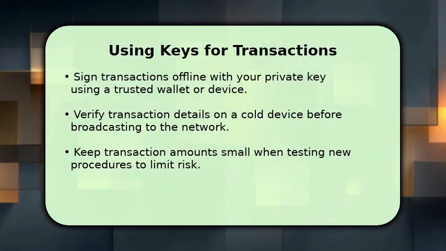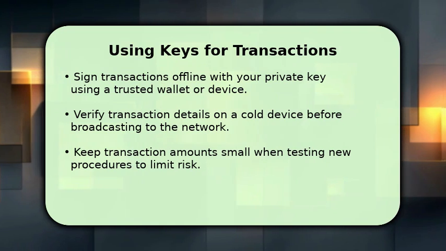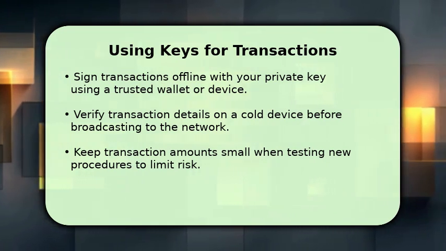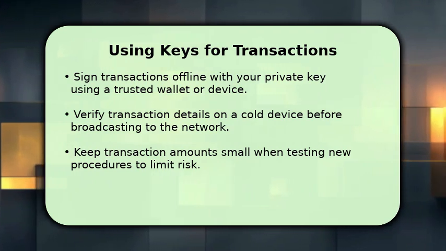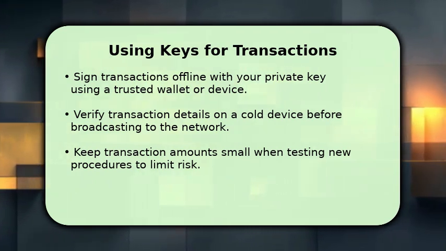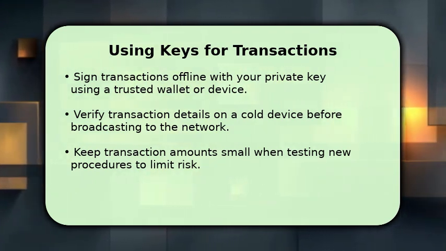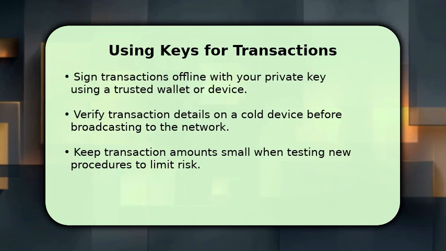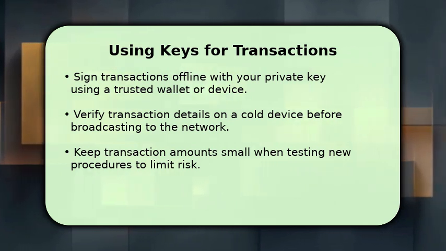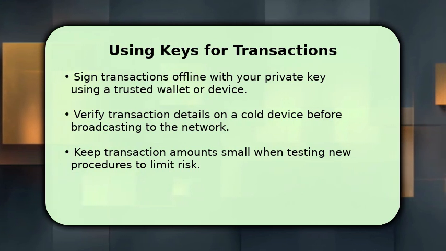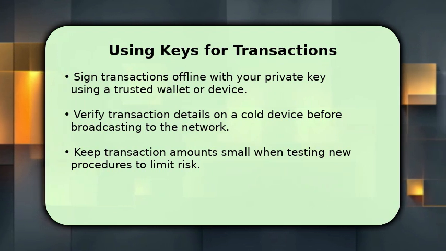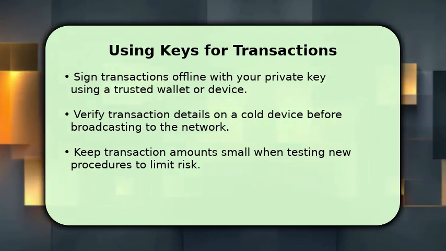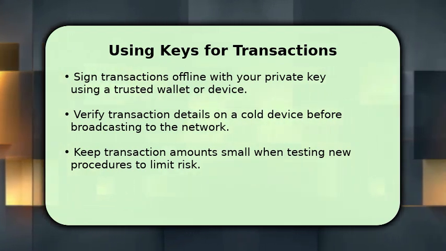To use a private key for transactions, prepare your unsigned transaction and sign it offline on a secure device. Always verify recipient addresses and amounts on the hardware wallet display before approving. Broadcast the signed transaction from an online machine separate from the signing device. For new setups, send a small test amount first to confirm everything functions as expected. Maintain good habits and update your procedures if you suspect compromise.